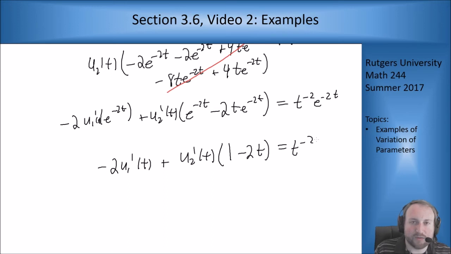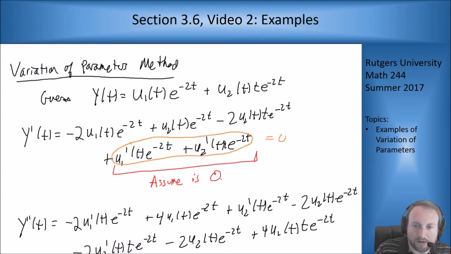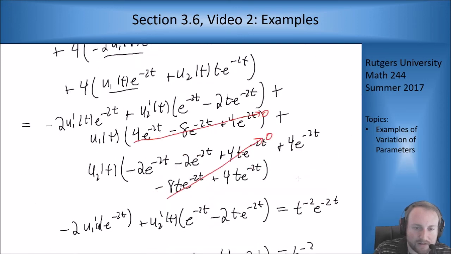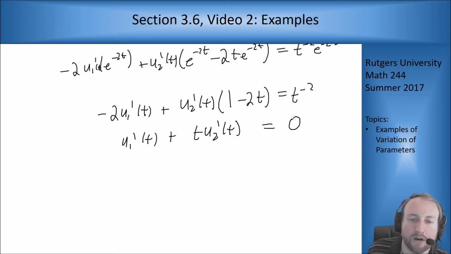And then we had our other assumption before, which I'm going to scroll back up to so we can see it, that this guy here was 0. So this equals 0 as our second equation. And again, I'm going to cancel an e to the minus 2t from every term. So the equation I get from there is u1 prime of t plus t u2 prime of t equals 0.